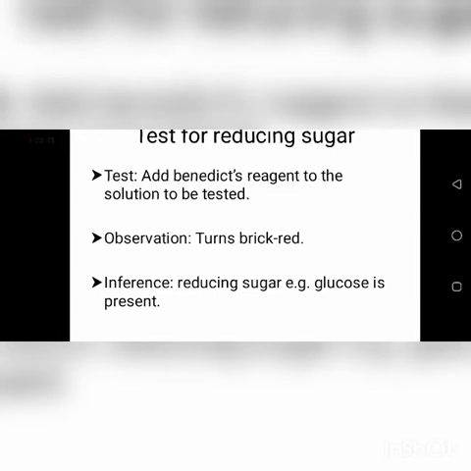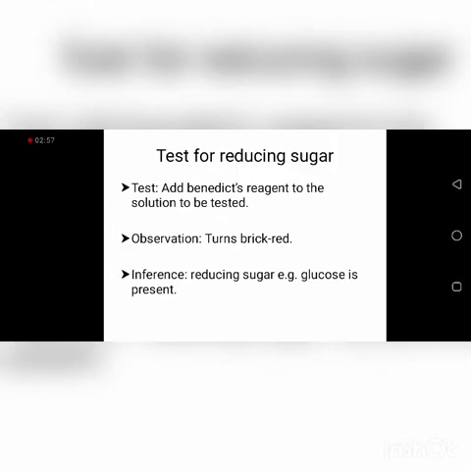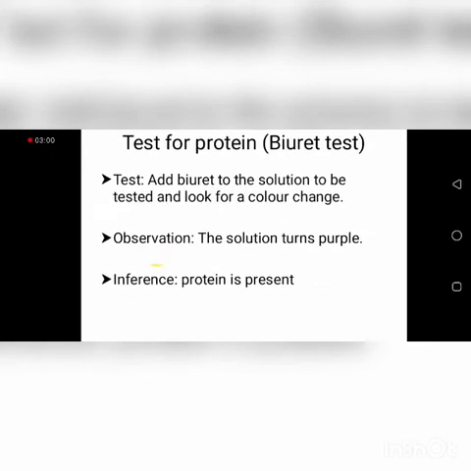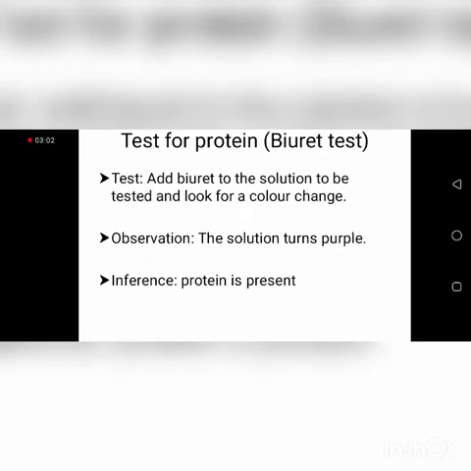So the test for starch is different from the test for reducing sugar, such as glucose. We use iodine to test for starch, and we use Benedict solution to test for glucose, and they have different colors at the end. So, having understood that, we now look at the test for protein. The name is called the biuret test. The test that we use to determine protein in the laboratory is called the biuret test.